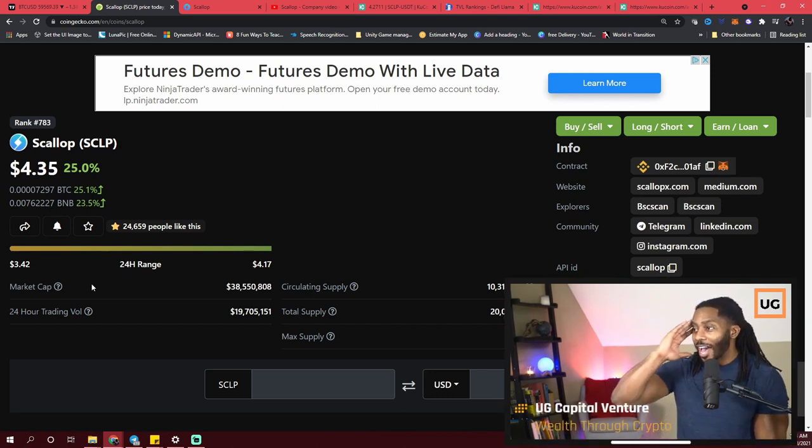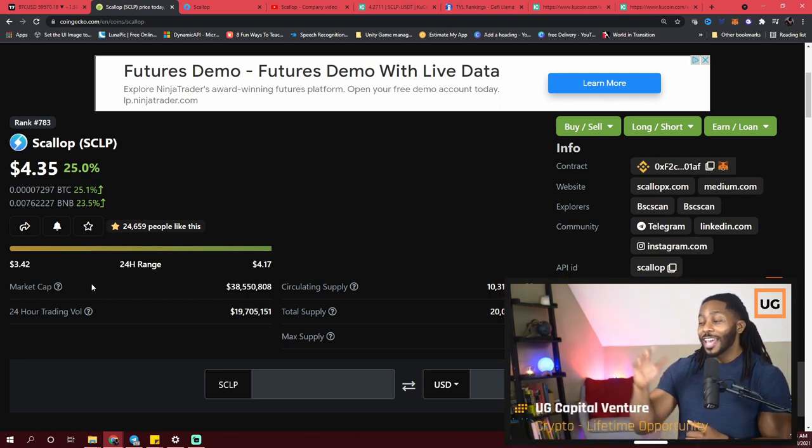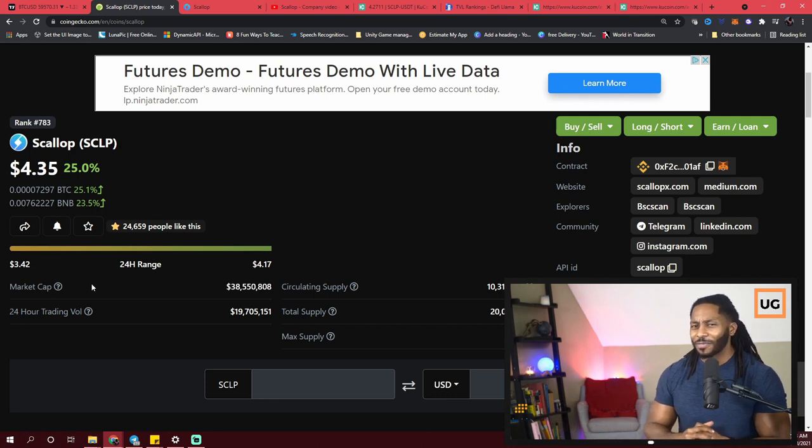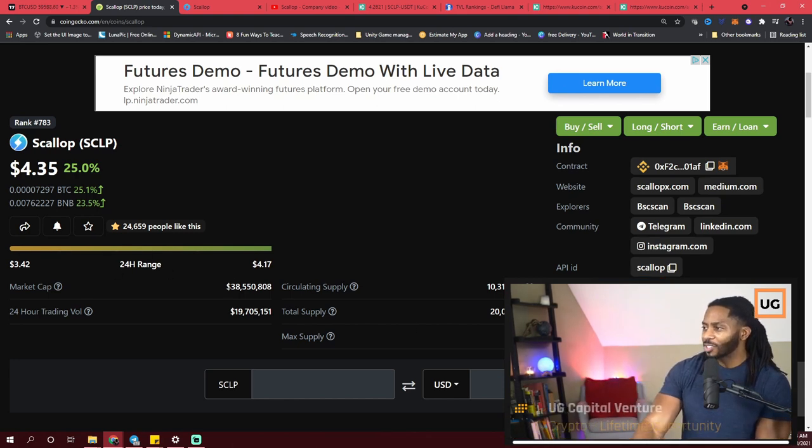Now, I'm taking a very small portion of my portfolio and I'm trying to find these very hard to find moonshots, like very hard to find ones, and I'm doing a lot of research on them. So what I found was this Scallop coin, and it's super cool.